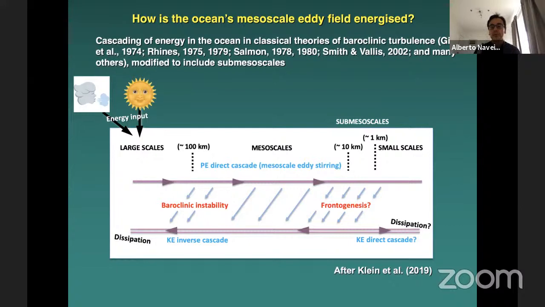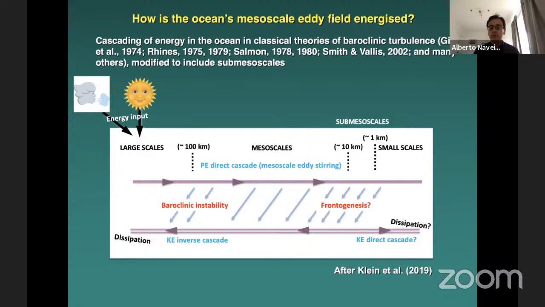So this figure is expanded here according to some ideas put forward by Patrice Klein and colleagues a couple of years ago, in which they were suggesting that perhaps this injection of kinetic energy into the mesoscales doesn't happen from the large scales, but from the submesoscales. And they were suggesting that perhaps there are frontogenetic processes happening on horizontal scales comparable to or smaller than the Rossby radius that can inject kinetic energy into the inverse cascade. So essentially in this view, the source of the kinetic energy cascade would be at the smaller scales of submesoscales.